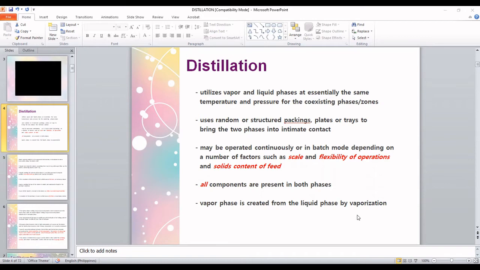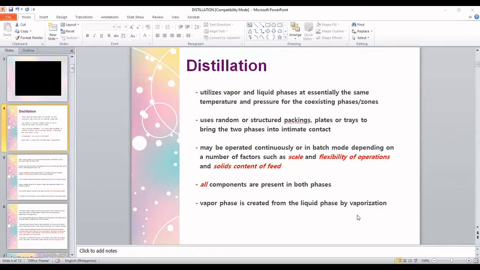The two coexisting zones being referred to here are the top part of the column and the lower part of the column, which you will know the names of later on. These two phases, the vapor and liquid phases, coexist in these zones of our distilling column. Our distilling column may use either random or structured packings. These are packing materials responsible for intimately contacting the liquid and vapor phases. Other columns may utilize plates or trays to bring the two phases into intimate contact.